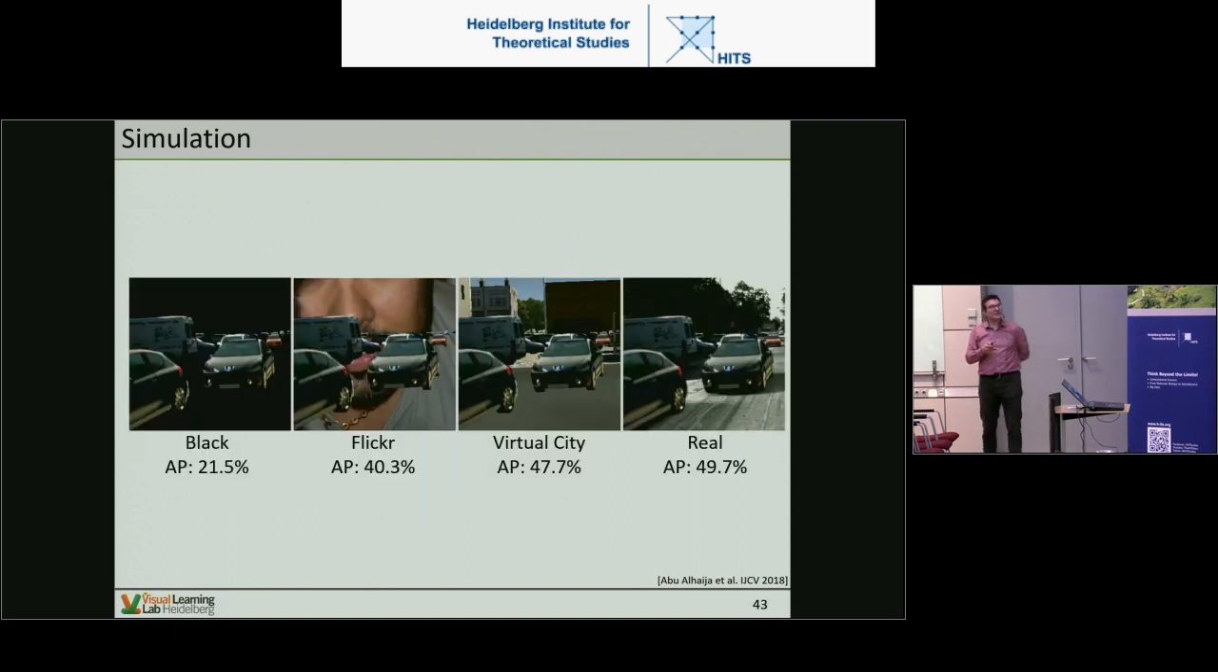Okay, so here we did some checks to see what really gives you the good results. Certainly the background is important. When you've got synthetic backgrounds of city scenes, you get 47% accuracy. It's close to 49 with the real backgrounds. But if you have crap backgrounds or black backgrounds, it really drops in performance.